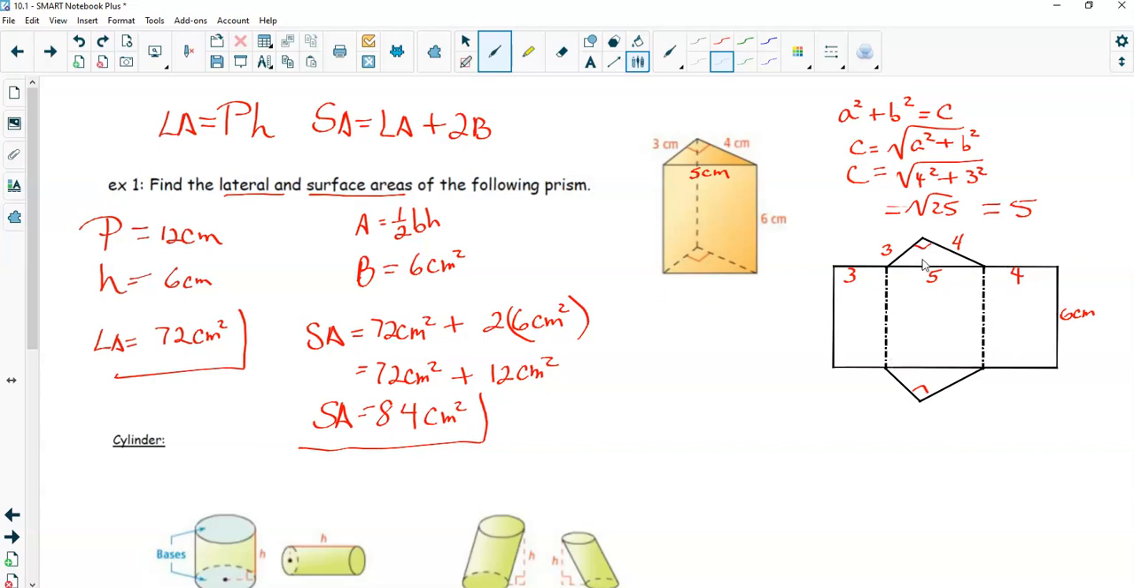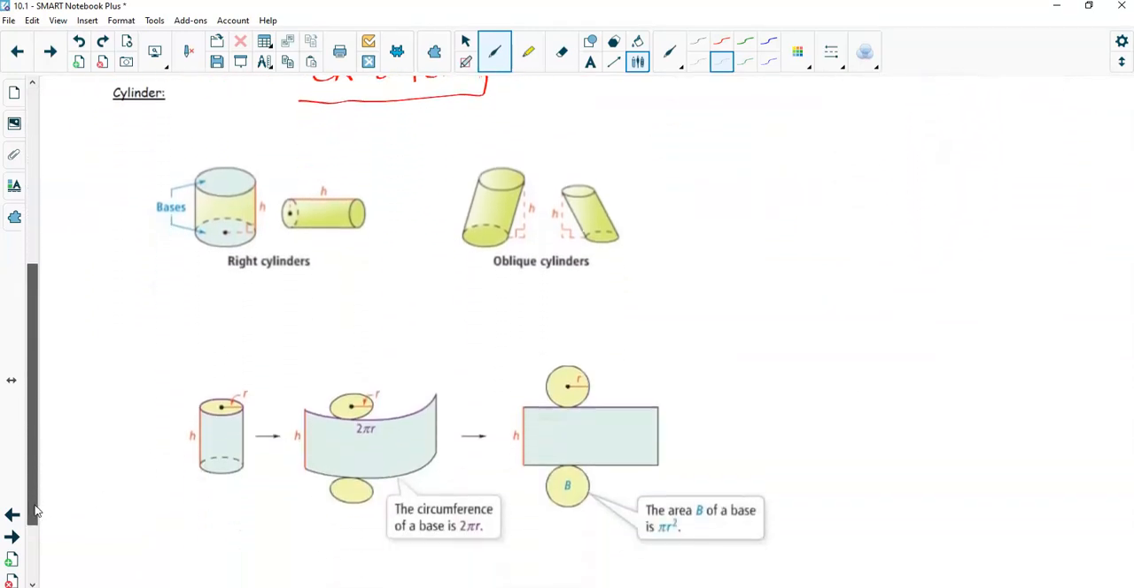And then we have this base, which is 3 times 4 divided by 2, but we have it twice. That's where we get 6 square centimeters is 1. Since we have 2, that would be 12 square centimeters. So the total area of all this right here would be a total of 84 square centimeters. Pretty neat. Looking at the cylinder is basically about the same, except that this time, notice the bases are circles.